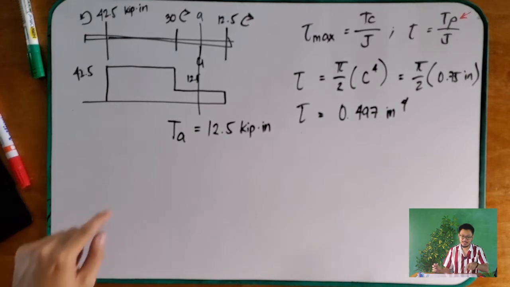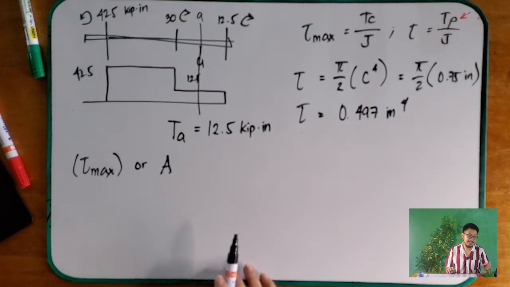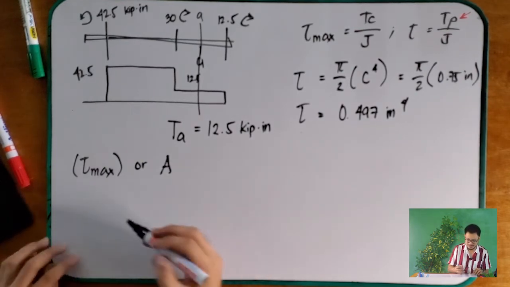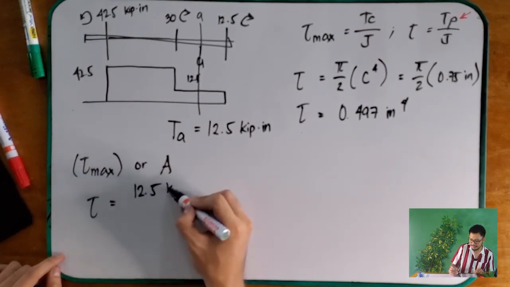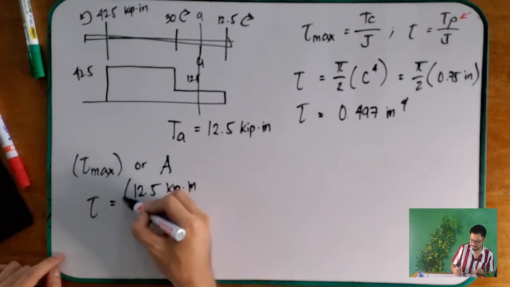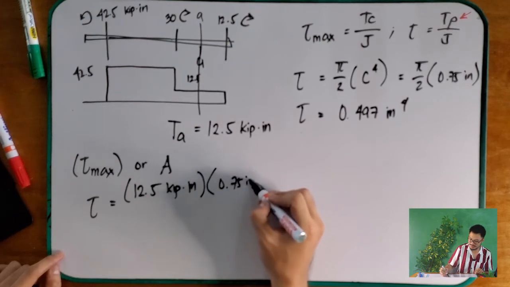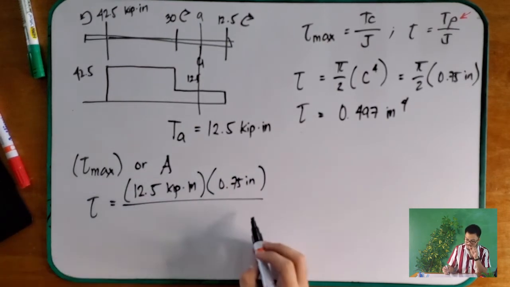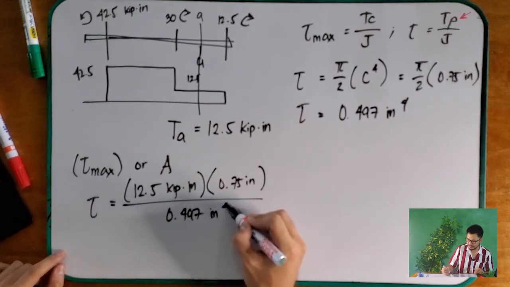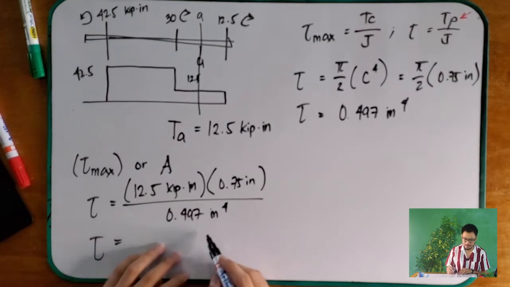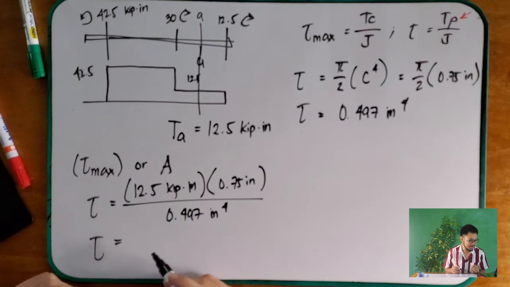Okay, so now we can solve for stress at A. Our A is the outermost part, so that is your tau max. Tau max is equal to 12.5 kilopounds inch times your C, which is 0.75 inches, over your J, which is 0.497 inches to the 4. So what we are looking for is kilopounds per square inch, which is the unit of stress.